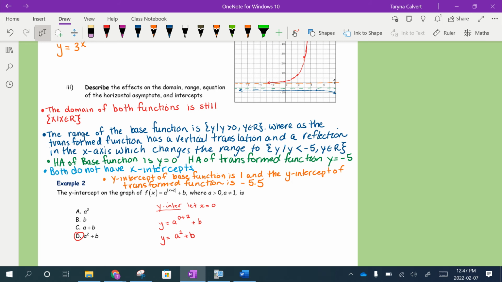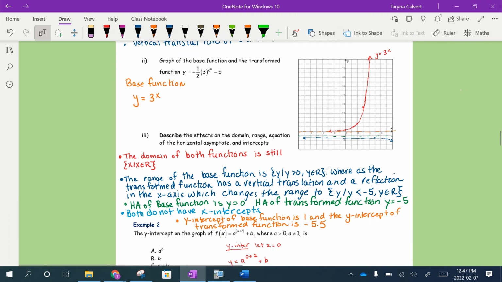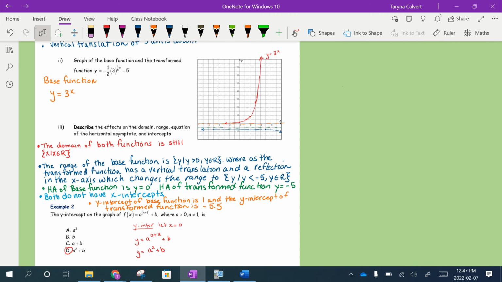In this situation, they both don't have x-intercepts, right? Because the top one approached the x-axis but never touched it. And the bottom one has an asymptote at -5, and it's below that, so it's never going to go up above and have an x-intercept. So both of them don't have x-intercepts. And just realize, guys, exponential functions can have an x-intercept depending on where the asymptote is, but neither of these two graphs do.